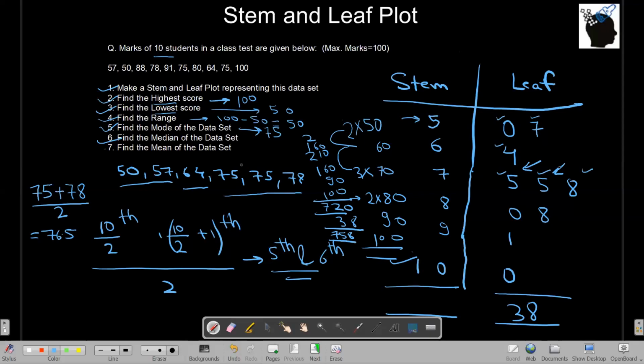Since they're asking us for the mean, the mean is 758 by 10, which is 75.8. So as you can see, your stem and leaf plot gives you a lot of insights into the data, and answering this kind of question in your competitive exams is quite easy.